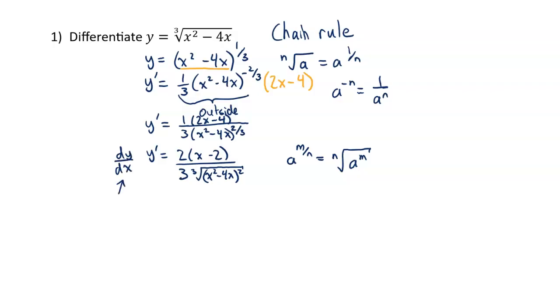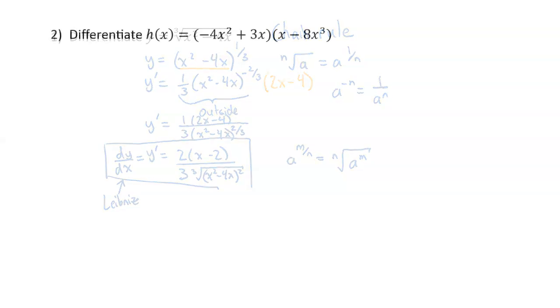Now keep in mind, we could also write that in Leibniz notation, and so it would be written as dy over dx, which is the same thing as writing y prime. And that is our final answer using the chain rule, and then making sure we write everything finally at the end with a positive exponent.